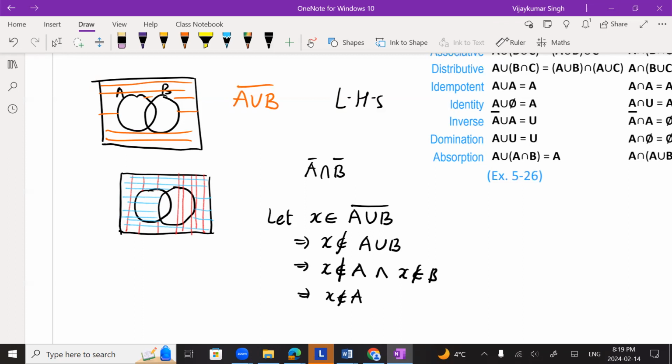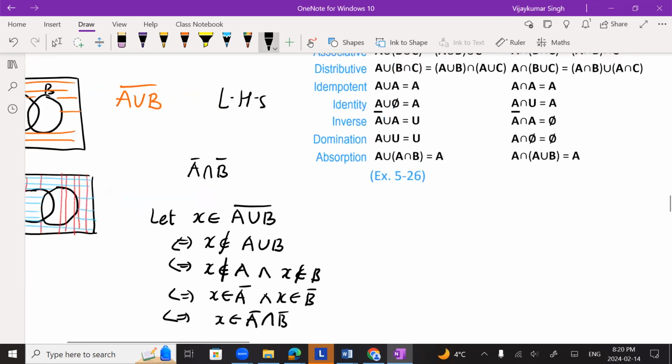So now we can replace this by what? X belongs to A complement and X belongs to B complement. This means what? X belongs to A complement intersection B complement. Right? There's nothing really special about one direction, so we can have if and only if in this case as well. So this is De Morgan's law.